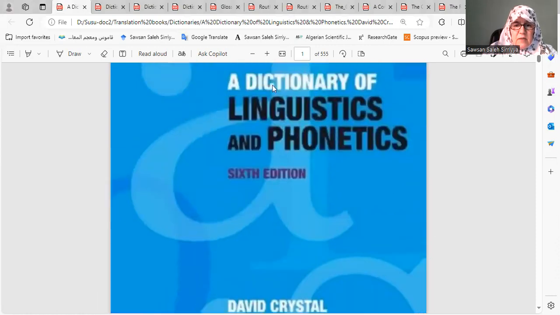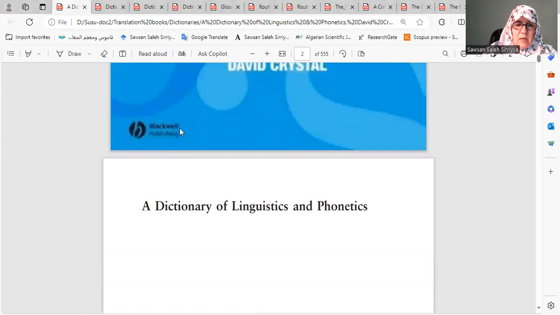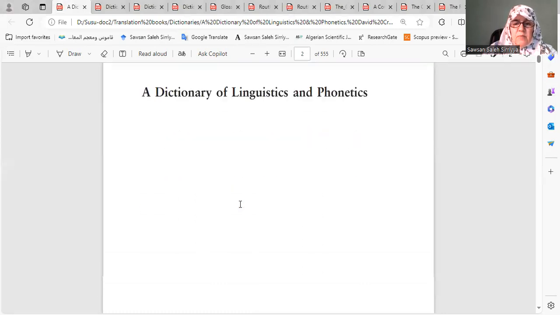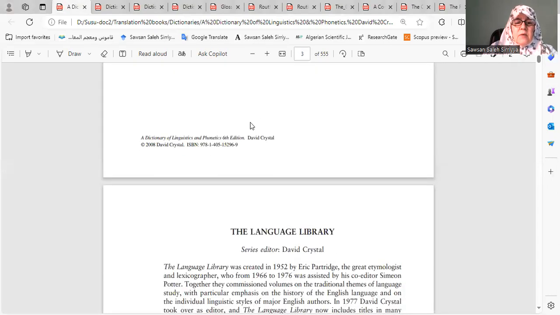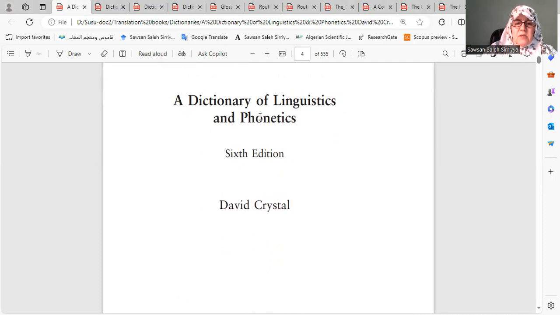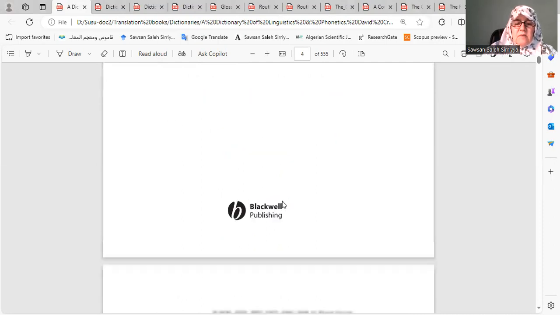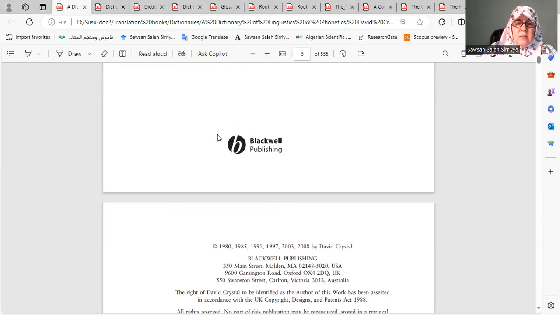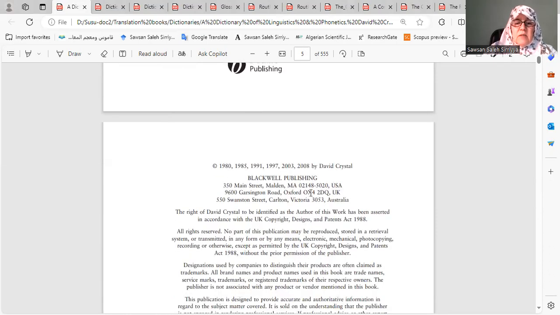If I don't find these, I mean the publisher, for example, go to this page, the title page. Here, you see Dictionary of Linguistics, David Crystal. This is the 6th edition, 2008. This is the title page. You see, this is the title, this is the edition, this is David Crystal, and this is the publisher. Sometimes some books write the city below the publisher. If you don't find it, you can find the city here.